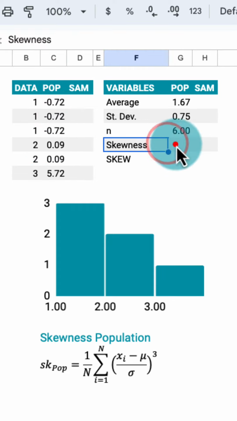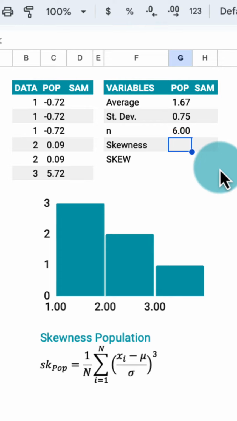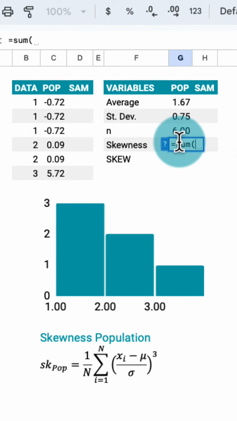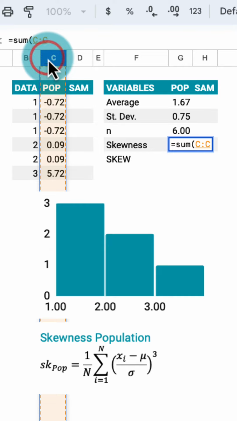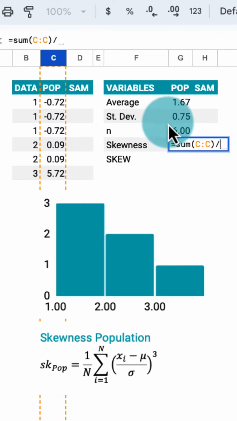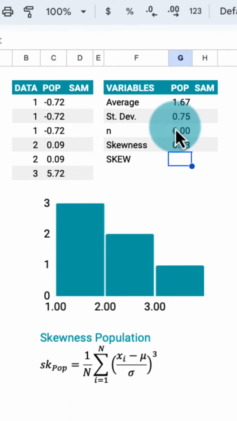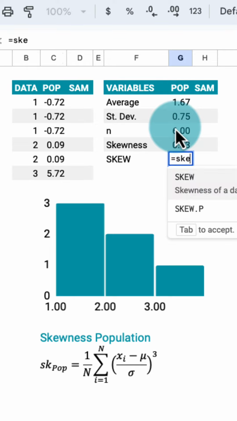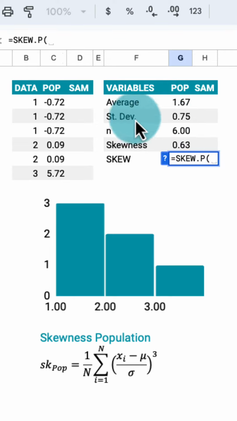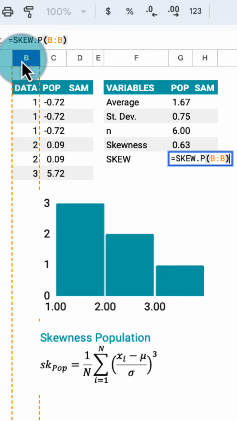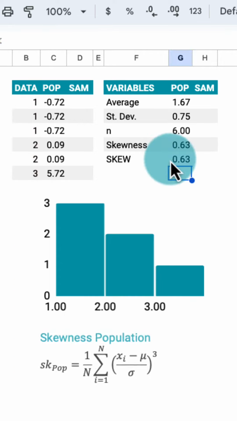So for the equation of the skewness, we're going to add all the values, and we're going to divide it by 6 or calculate its average. This is equivalent to using the SKEW.P equation for the population, and it gives us the same result.